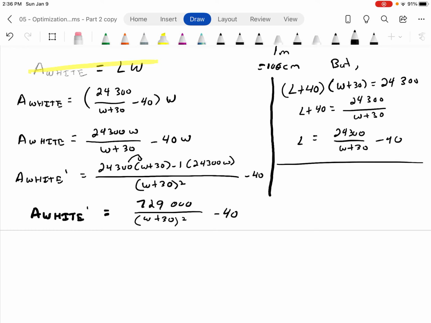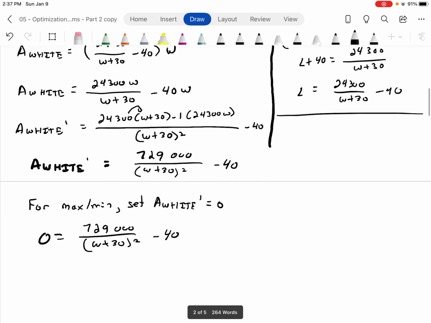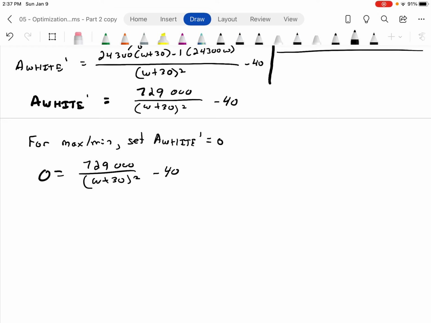Now, for max min, set area of the white prime equal to 0. So what I get is 0 equals 729,000 over W plus 30 squared minus 40. Now, this is sort of an awkward solve if you haven't seen too many of these before, because of all the methods we've used before, like isolating, factoring, and so on, there are lots of things you could do here.